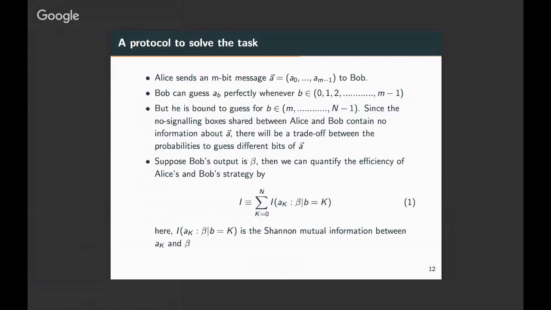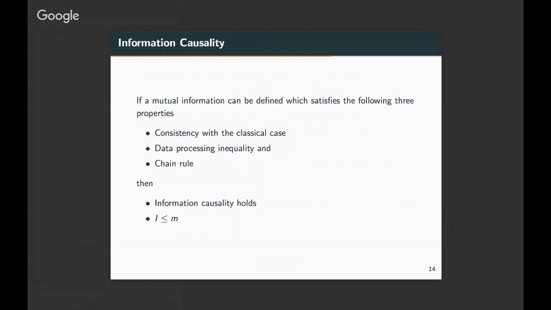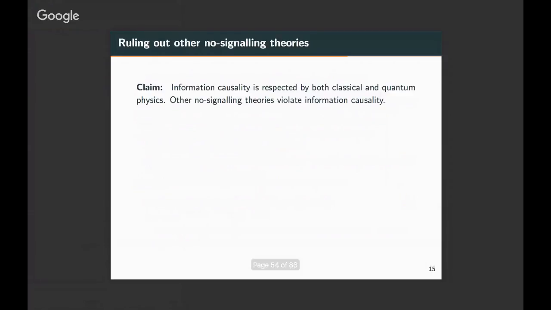So I have a parameter, like the CHSH, put in operational terms. There is no theory-dependent structure in the CHSH inequality, and this is a similar kind of parameter-based quantification. It does not depend on the underlying theory, whether it's quantum theory, classical theory, or super-quantum theory. So following these three criteria, information causality holds and I is less than or equal to M.